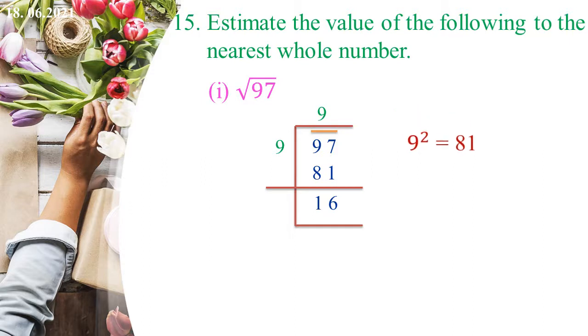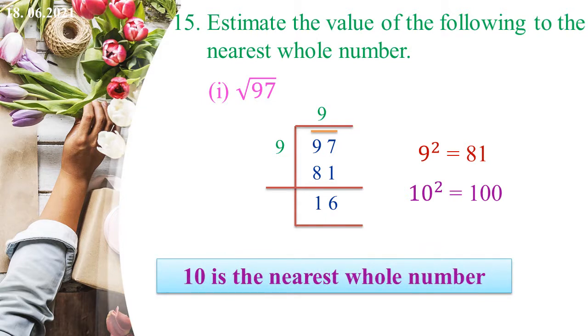So, 9 square equals 81. But still we are not very close to the square number. We know that 10 square equals 100. Here 100 is closer to 97 than 81. Hence the approximate value of the square root of 97 is 10. So 10 is the nearest whole number.